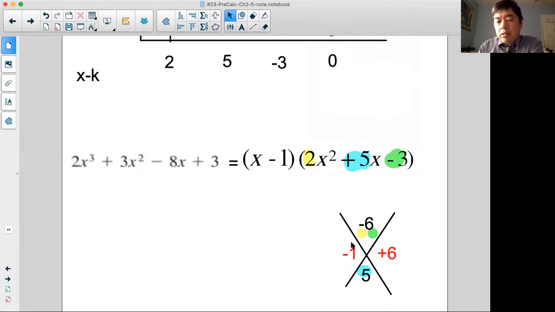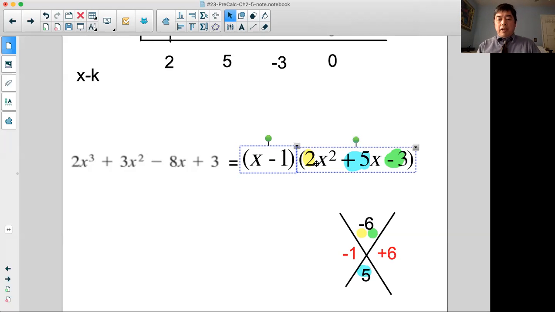All right, so take a look. This one is -1 times +6, which is -6, it will work. If you add those two numbers, it's 5. Okay, so you use this number. This is not the answer yet, it's a part of the process.